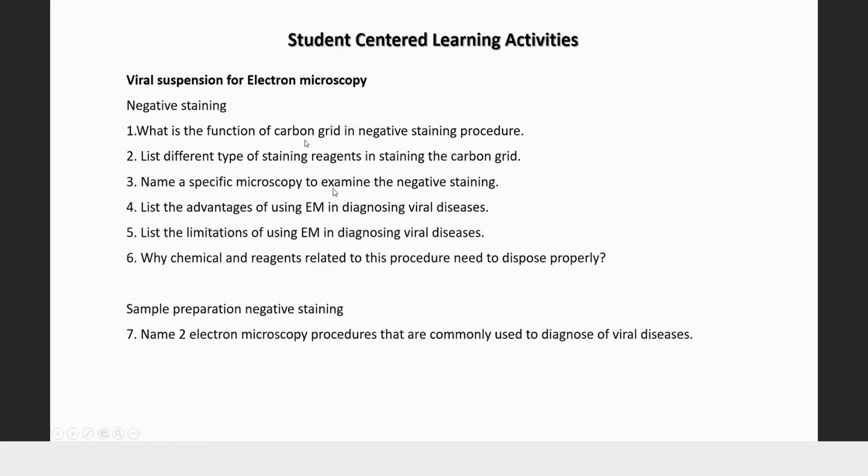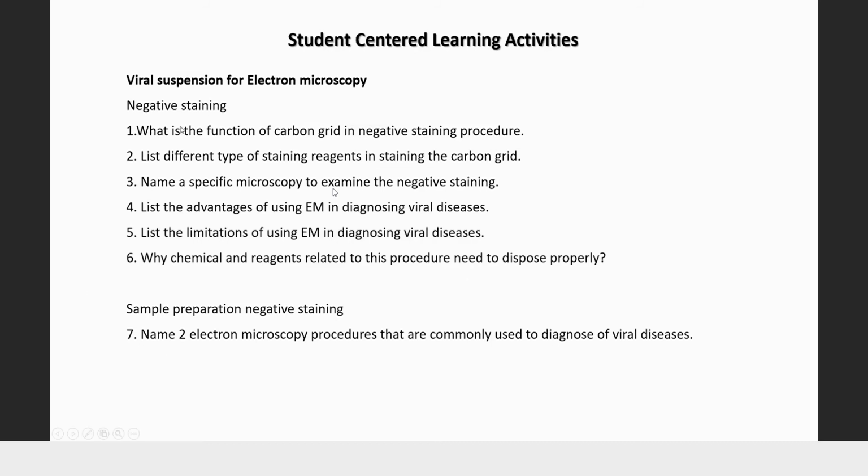What is the function of the carbon grid in the negative staining procedure? Describe the different types of staining reagents in staining the carbon grid. Name a specific microscopy used to examine negative staining. List the advantages of using EM. List the limitations of using EM. Why do chemical and reagent residues need to be disposed of properly? Why can't we just throw them in the ordinary dustbin? Why do we have to have a special way of disposing of these chemicals?